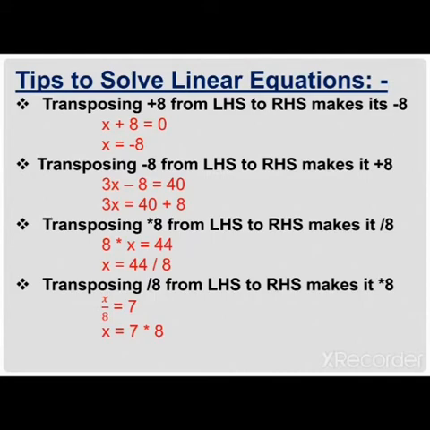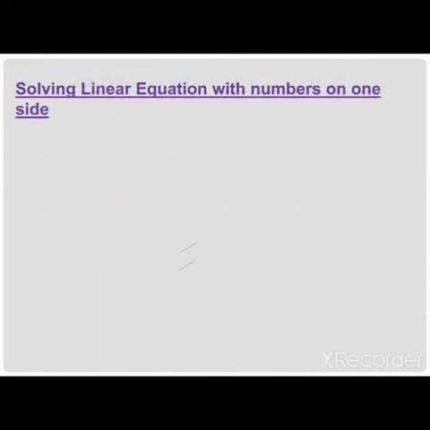Now let us understand some examples. Solving linear equation with numbers on one side. It means variables only on one side. One example is given. 15 plus 4p equal to 9. So one side is variable, another side we have to put constant. So 4p equal to 9 minus 15.